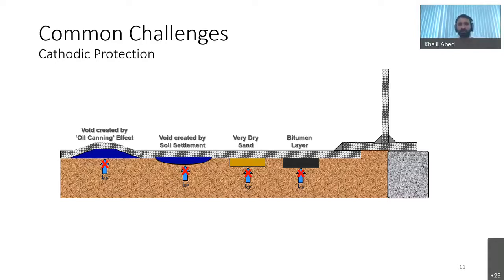API 651, for example, discourages the combination of cathodic protection and a bitumen layer or oily sand layer, because it insulates or shields the CP current from reaching the tank floor. We all know that there are always overlaps because of the weld joints. These are also areas where CP current cannot reach. At the interface between the ring wall and the annular plates, again, cathodic protection cannot reach. So these are areas where cathodic protection can fail to provide the required protection.